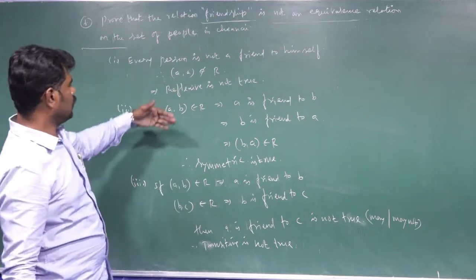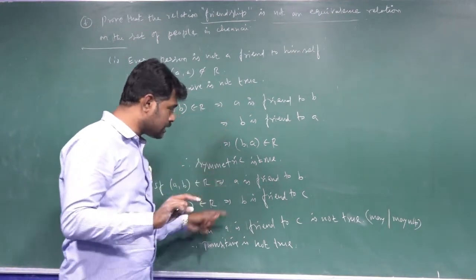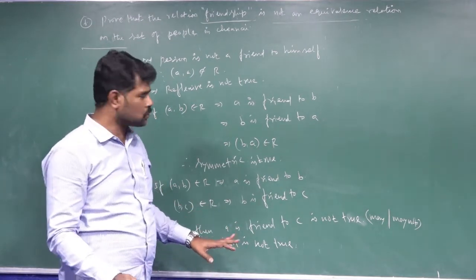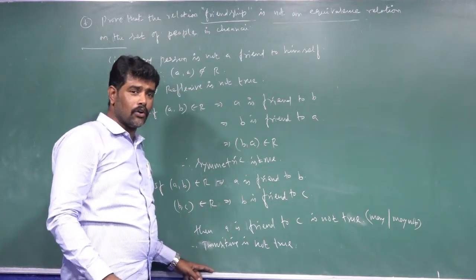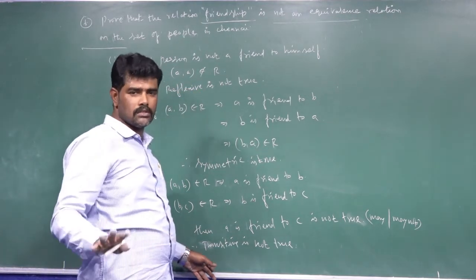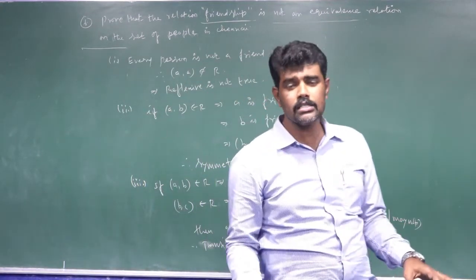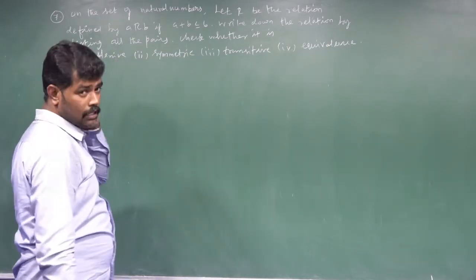If any one of these three relations fails, then automatically it is not an equivalence relation. So here reflexive is not true and transitive is not true. Then how can you say this is an equivalence relation? That's not possible. Only symmetric is true, so it is not an equivalence relation. Clear? Next, seventh question. See the question here.